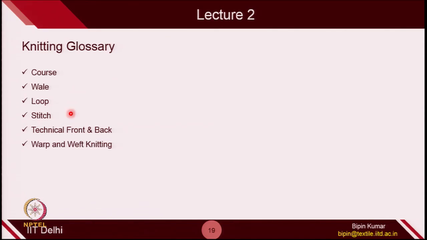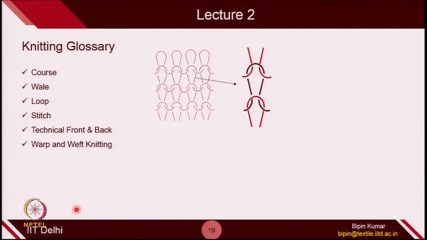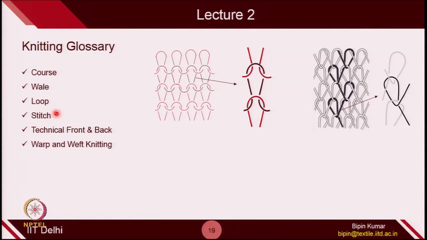So, now we are going to summarize what we have learned in this particular lecture 2. First thing, we learned a lot of terms which are used in knitting. Course, the first one, is nothing but the rows of loops. Wale is nothing but the column of loops. Loop itself is the most fundamental block of any knit structure. Stitch is also called loop, where there are 4 intermeshing points.